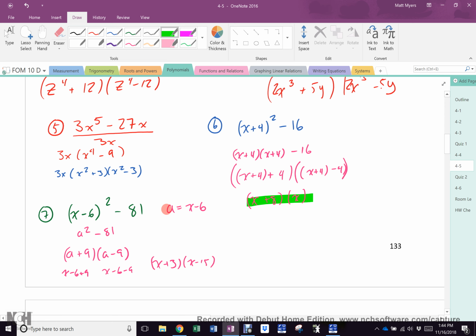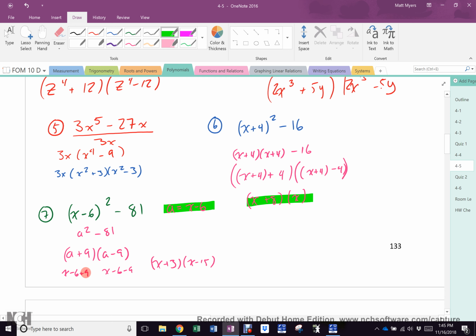When am I allowed to do that? Any time I want to, because I am in charge of this math. What if we didn't do that? Well, then you would have to do this mess over here. But I don't care what you do. What is negative 6? Because x minus 6 is A. Minus 6 plus 9. Everybody good?